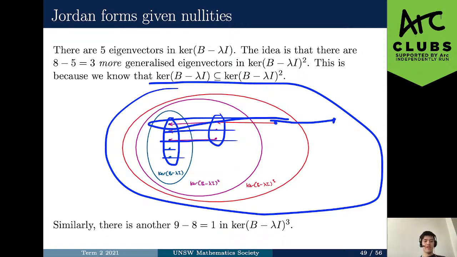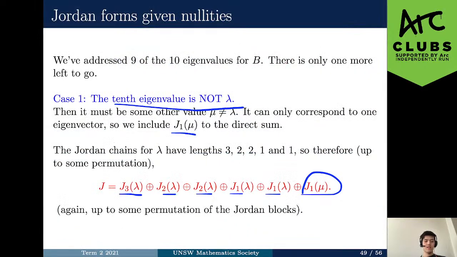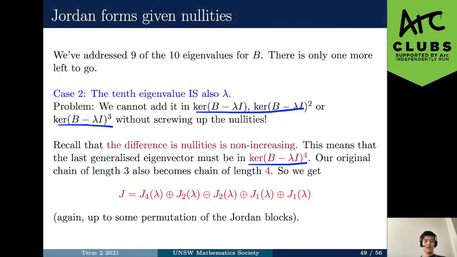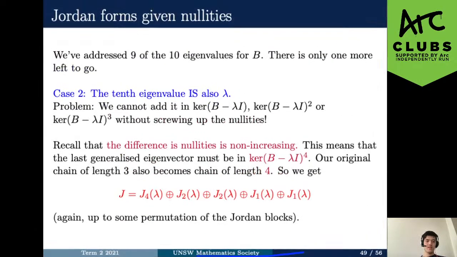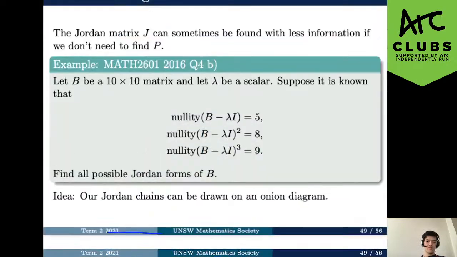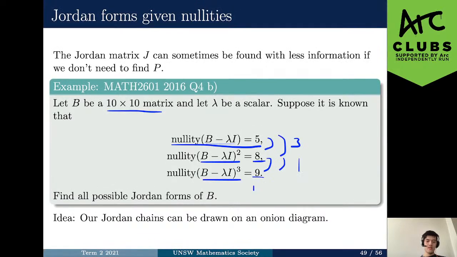And so all I need to do is change it from a block of 3 to a block of 4. And I'll be done. In this question, it's fine. But sometimes you need to be a little bit careful about that. Earlier we said that the differences in the nullities have to be non-increasing. So in this case, it changes to 10. So the difference between here is 1. That's fine. It's non-increasing.